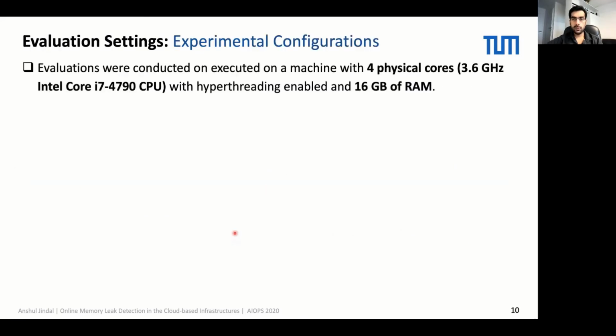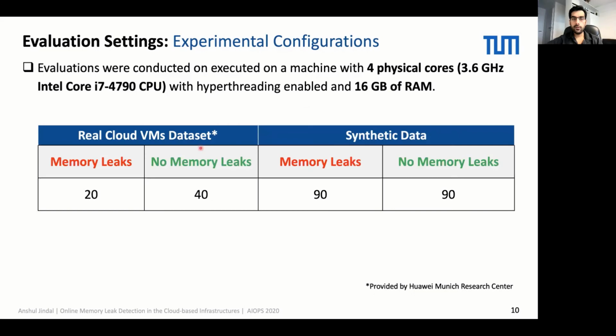We ran the experiment on a 4 physical core machine with an Intel Core i7 with hyper-threading enabled and 16 GB of RAM. This machine was used for running the tests, and the tests were on two datasets. One was a real cloud virtual machine dataset provided by Huawei, which has a total of 60 virtual machines, with 20 with memory leaks and 40 without memory leaks. This high number is because we ran specifically memory leak applications on those virtual machines. And then we manually generated a synthetic dataset, which had 90 with memory leaks and 90 without a memory leak.